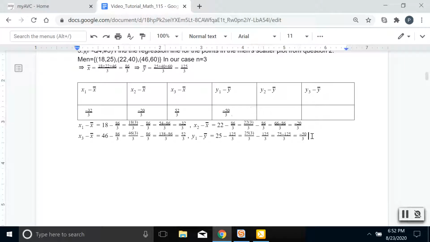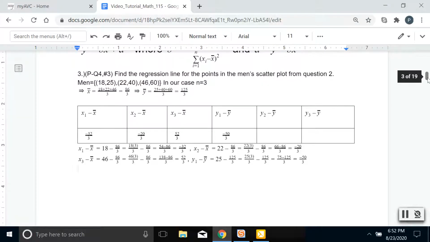Now let's do the y2. The y2 is 40. So it'll be 40 minus y bar, 125 over 3. So our y2 minus y bar, y2 is 40, minus our y bar, 125 over 3. Multiply top and bottom by 3, so it'll be 40 times 3 over 3. 40 times 3 is 120, so it'll be 120 minus 125 over 3, which is negative 5 over 3. Okay, that's going to go for our y2 here.